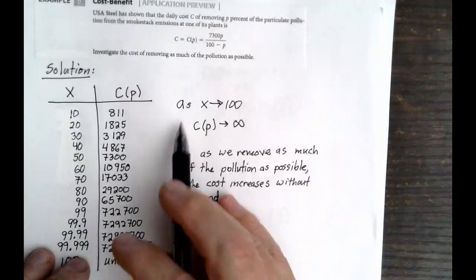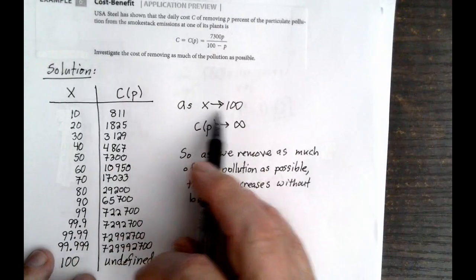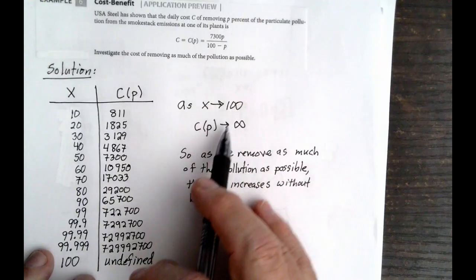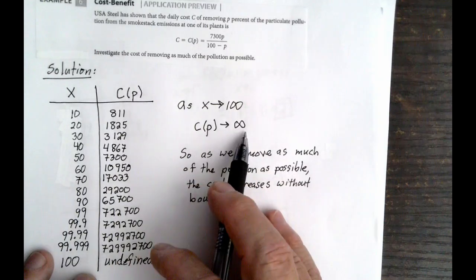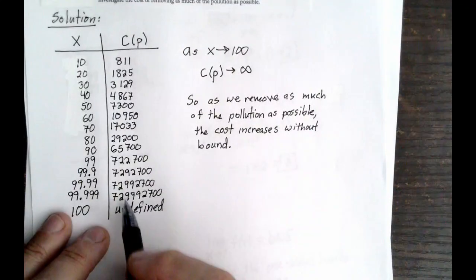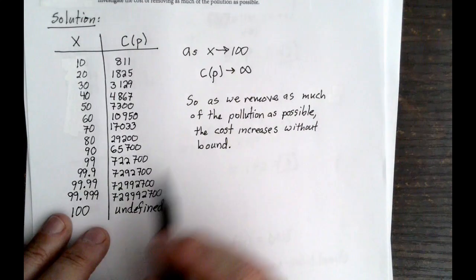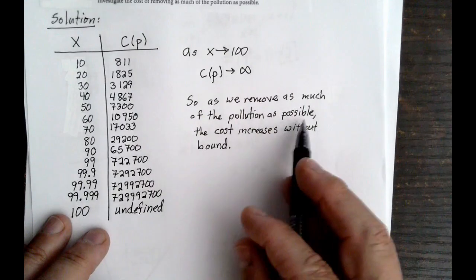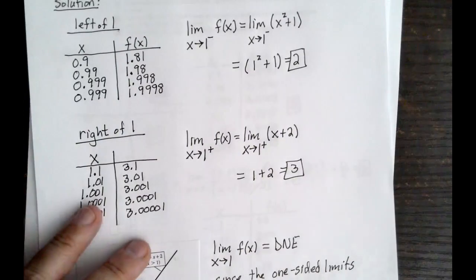So what happens as we remove more and more pollutants, as x goes to 100, your function goes off to infinity. In other words, the costs become astronomical. So as we remove as much of the pollutants as possible, the costs increase without bound.